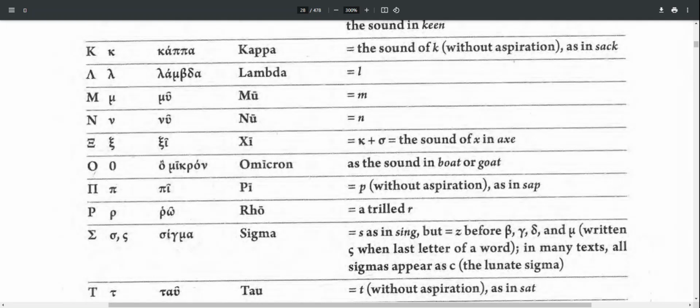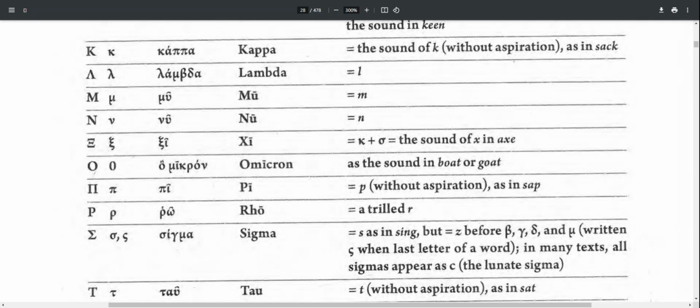The next letter is pi. It has the sound of P without aspiration, as in sap. Some people say pi, but the name of the letter in Greek is pi. The next letter is rho, a trilled R, rho.